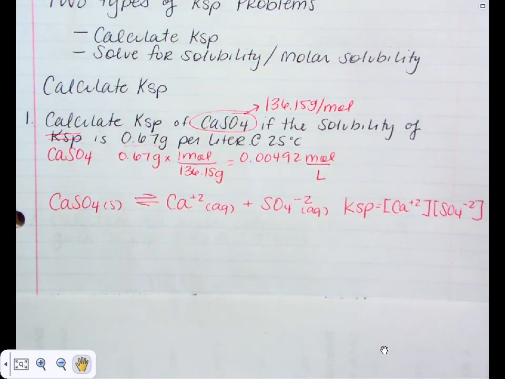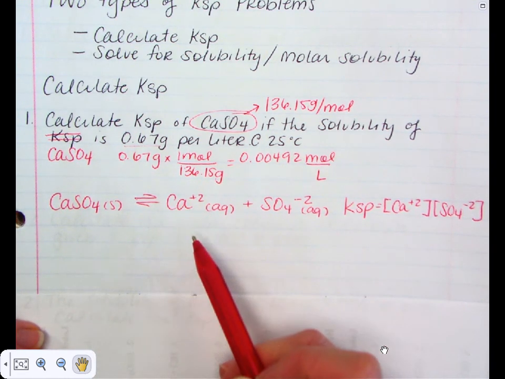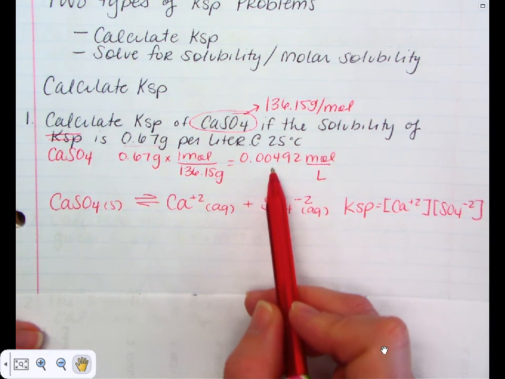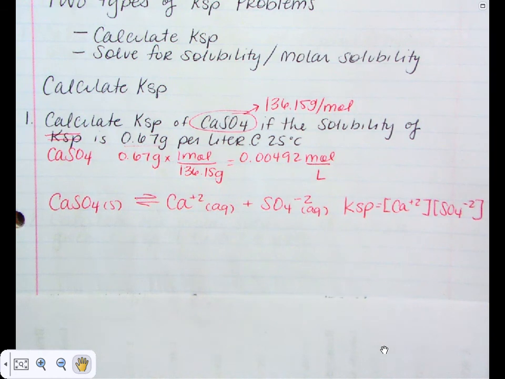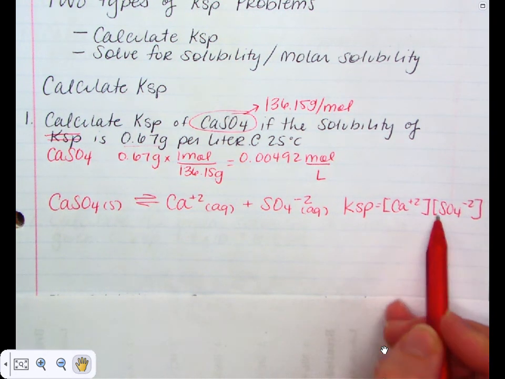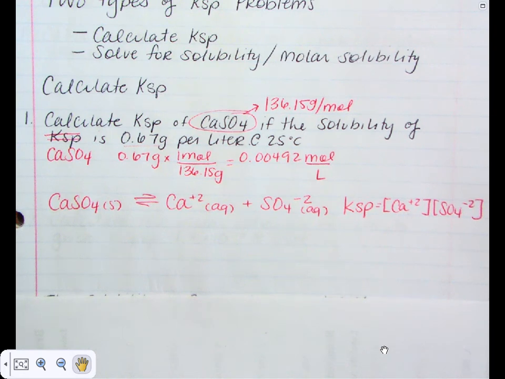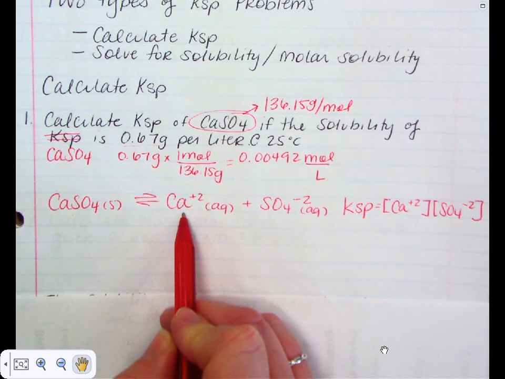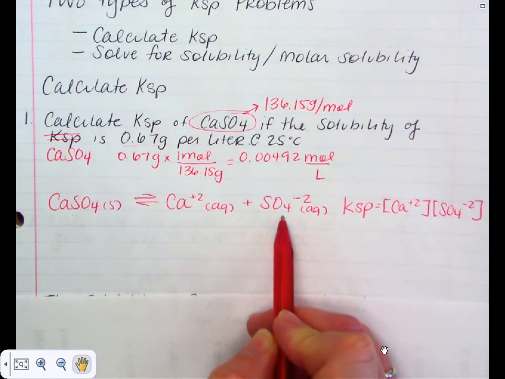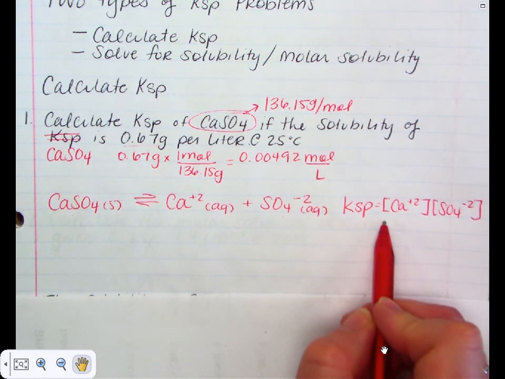All right, so now what do we need to do? Well, I know that per liter, 0.00492 moles are going to dissolve. Well, what does that mean? Each of these represents those moles that are dissolving, right? So when this dissolves, I'm going to make 1 mole of this and 1 mole of this. So I can take my Ksp and actually change it to make it a little easier.